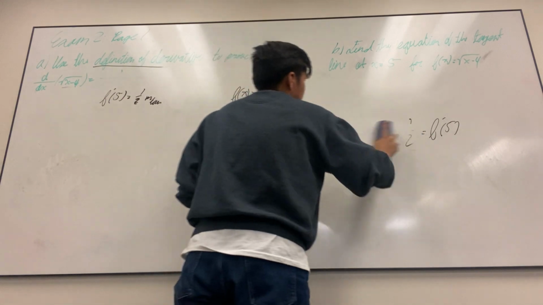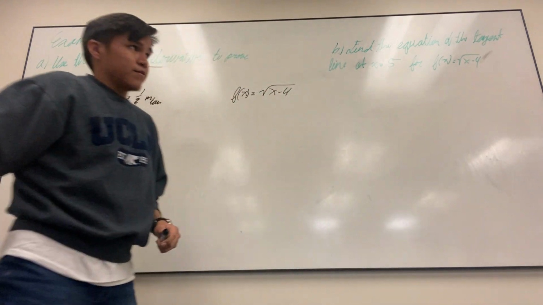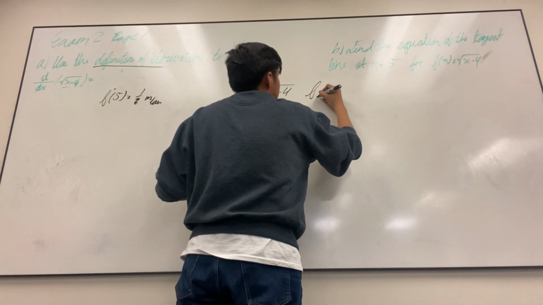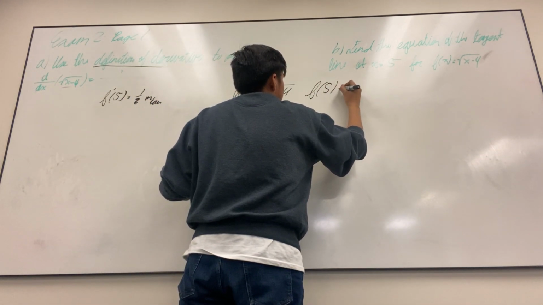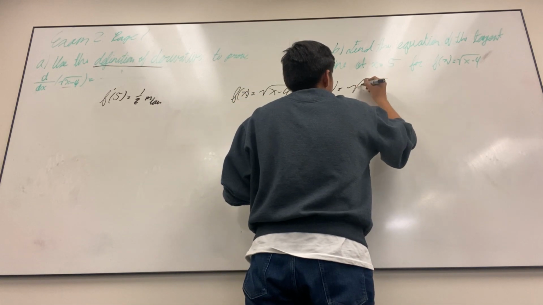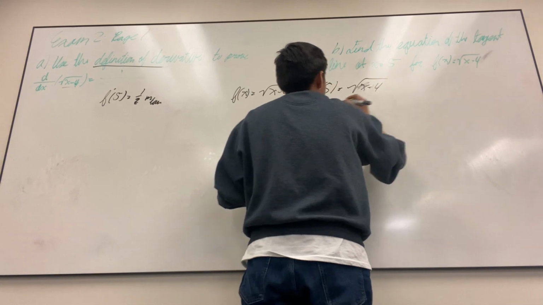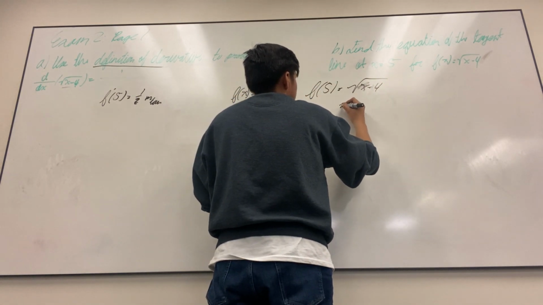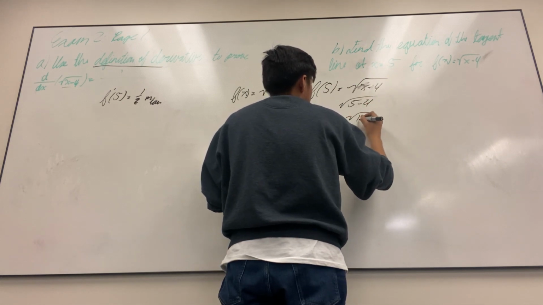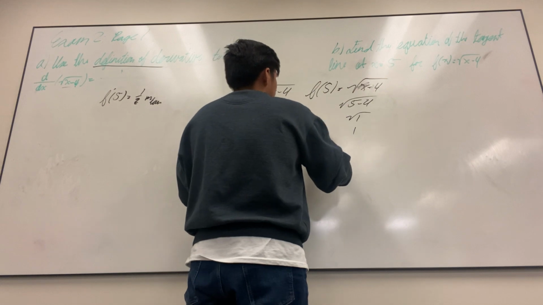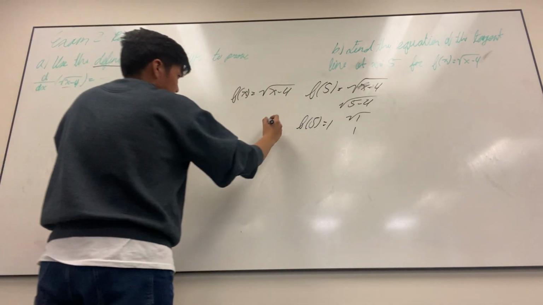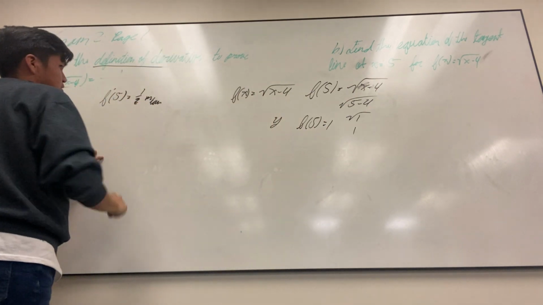Now to find our y value, we plug 5 into the original function. So we have f of 5 for the square root of x minus 4. So we plug it in. So we have the square root of 5 minus 4, which is just 1 again. Square root of 1, which is just 1. So f of 5 is equal to 1. So this is our y value, and this is our slope.